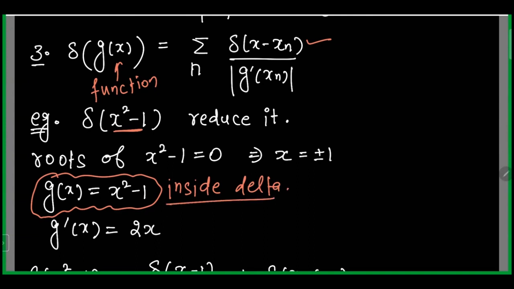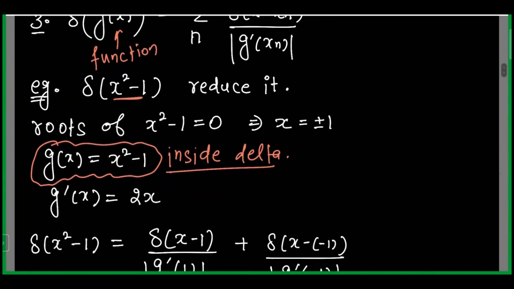So if you find the roots of x square minus 1, how do you find the roots? Just make the function equal to 0 and find the values of x for which the equation is satisfied. So x square minus 1 equals 0. It means x is equal to plus and minus 1. Very simple concept. So the roots of the function g(x) are x equals plus minus 1.